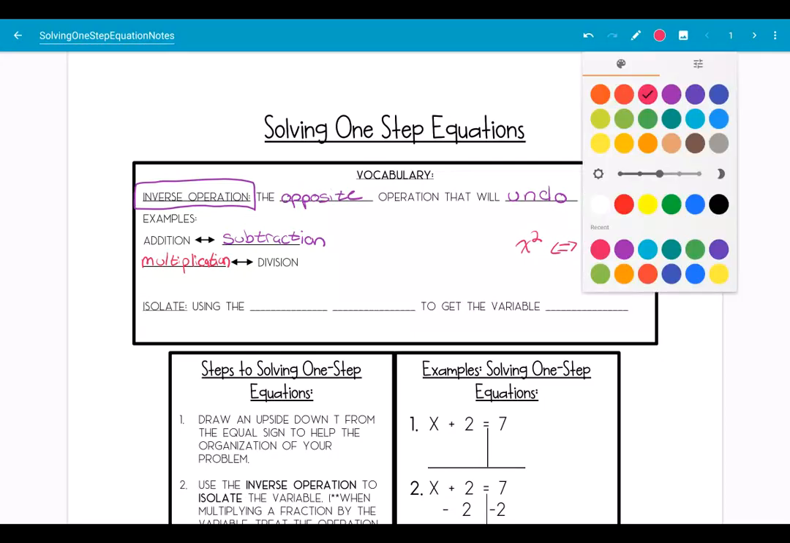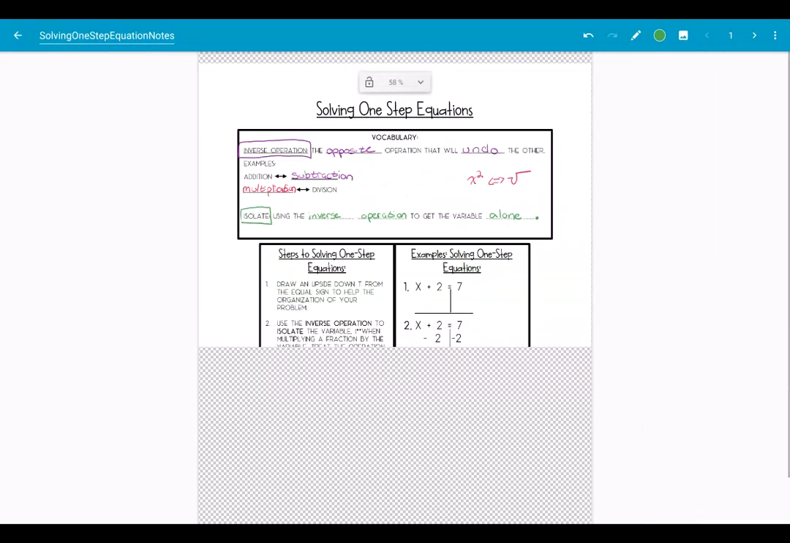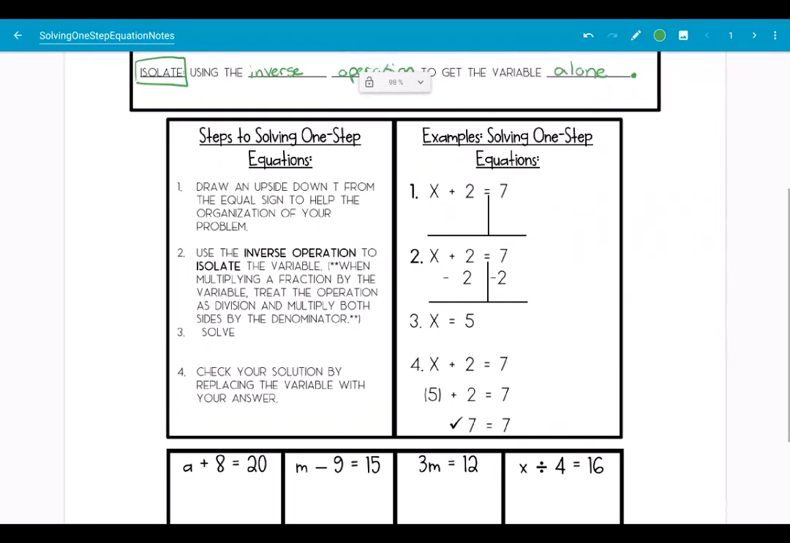The other vocab word we're going to focus on is isolate. We're going to be told to isolate a variable a lot. How you isolate is by using the inverse operation to get the variable alone, right? If you feel isolated, you might feel alone. So that's what isolated means in this case, getting our variable alone. So now let's work through some step-by-step examples.